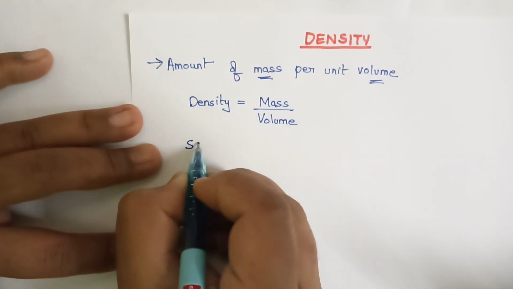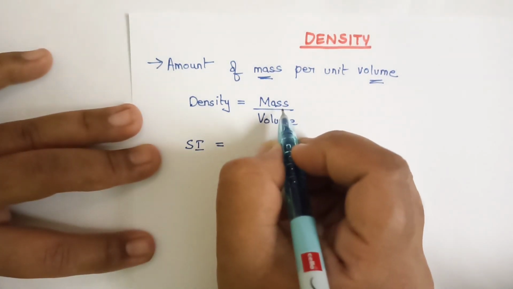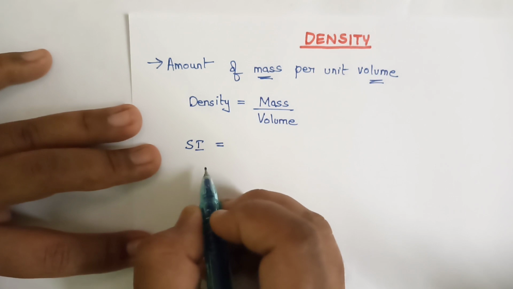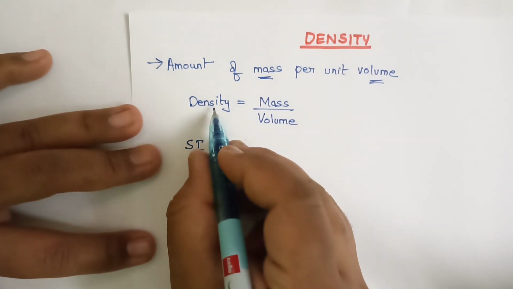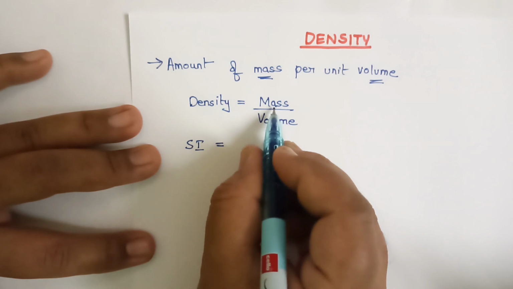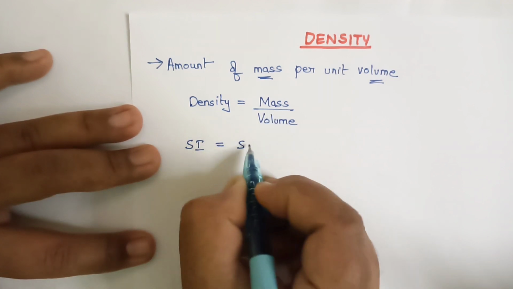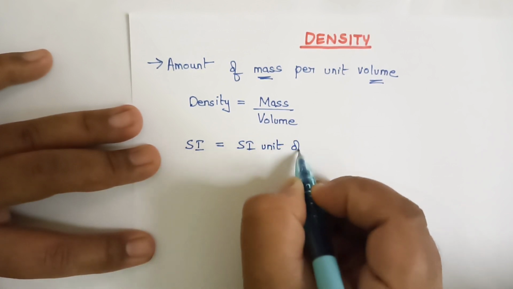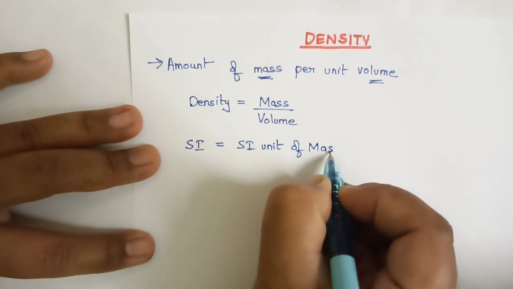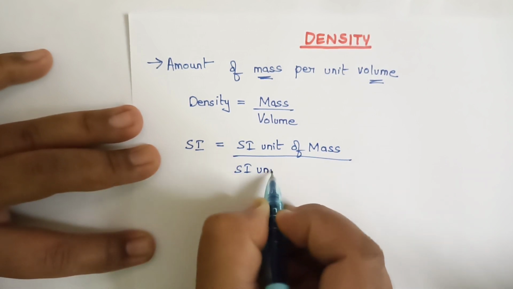Now see students, you need not remember the SI unit of density. If you remember this formula, you can derive its SI unit. What is the SI unit of density? Based on the formula, we can write the SI unit of density will be SI unit of mass by SI unit of volume.